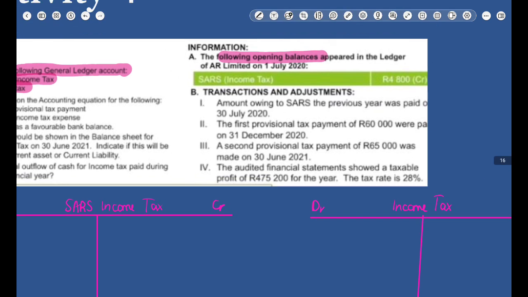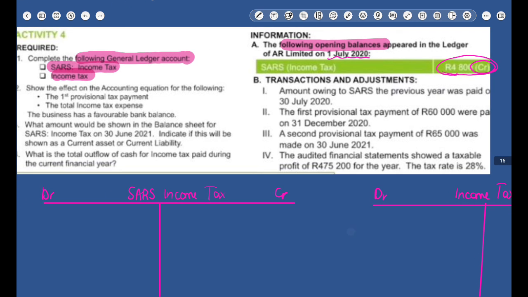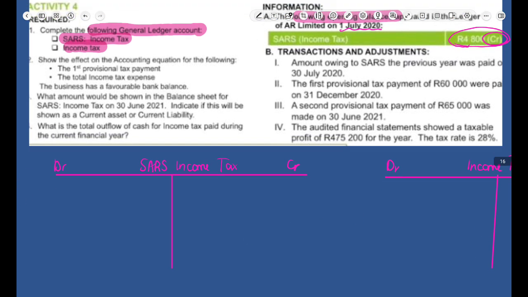They tell us the following opening balances, so my balances at the beginning of the year, which is the 1st of July 2020. We have SARS income tax with a balance of 4,800 and it's a credit balance. So if I am preparing my T accounts, I'm going to go to my SARS income tax account and write 4,800 as my opening balance. Because they said it's a credit balance, I put it on the credit side.